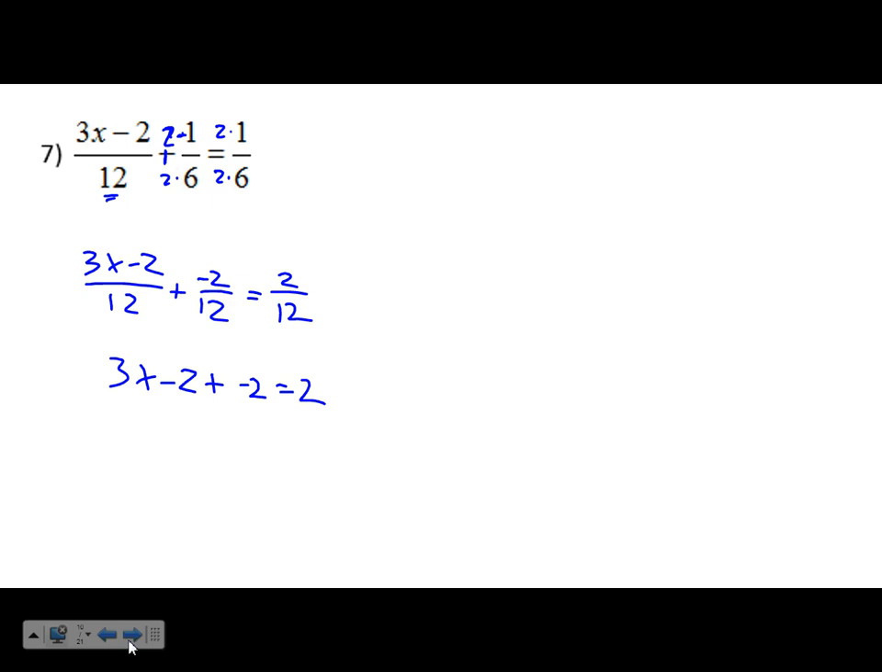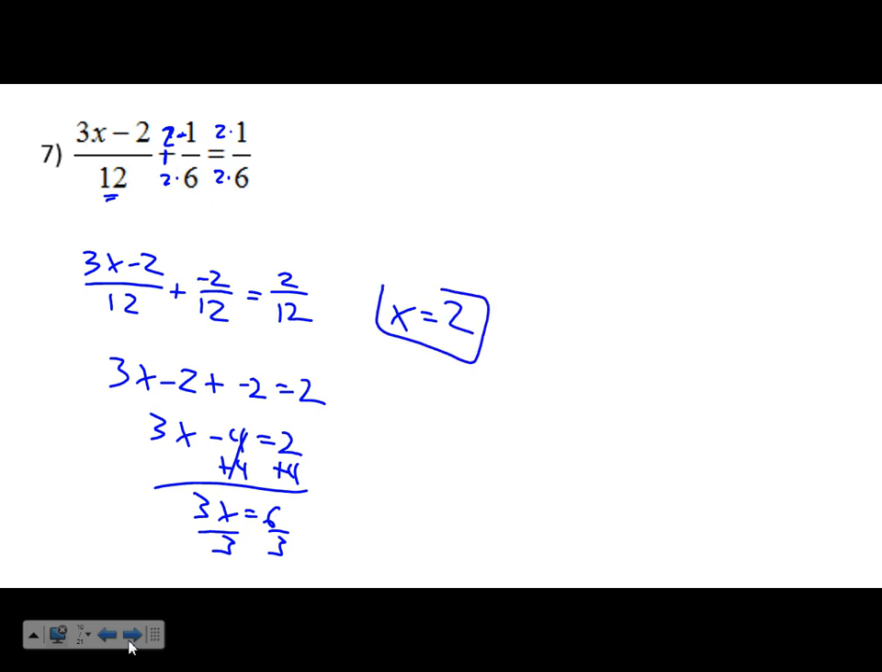I have -2 plus -2. That is -4 is equal to 2. You really don't have to put that plus sign since it's a negative, but that's okay. I like it there. I think it works really well. It's the same every time. Add 4 to both sides. We have 3x is equal to 6. Divide both sides by 3. X is equal to 6 over 3, which is 2.